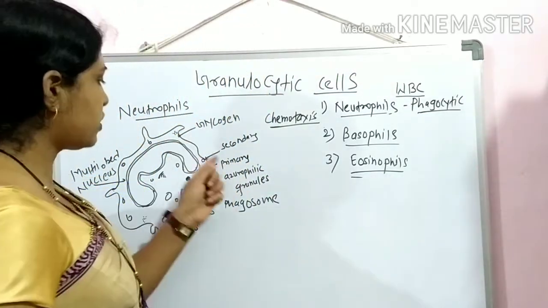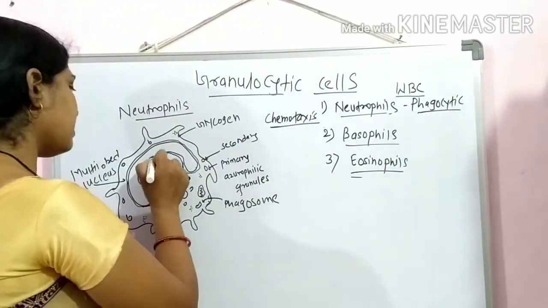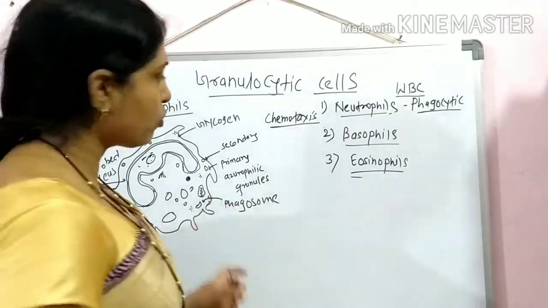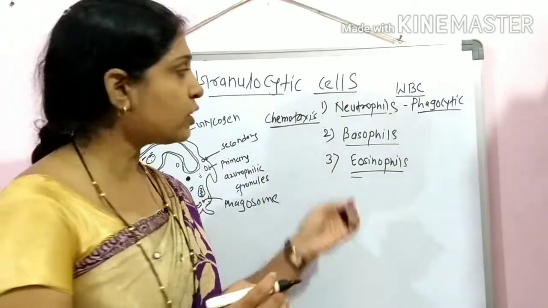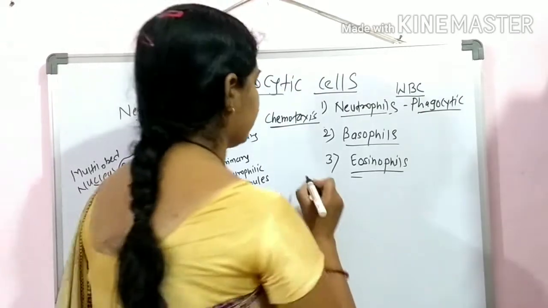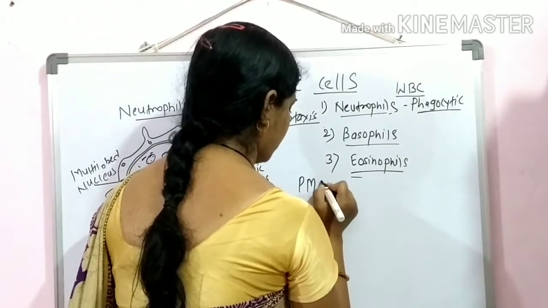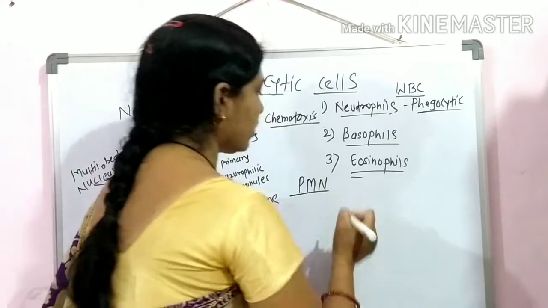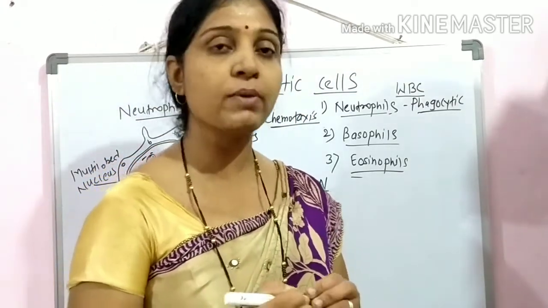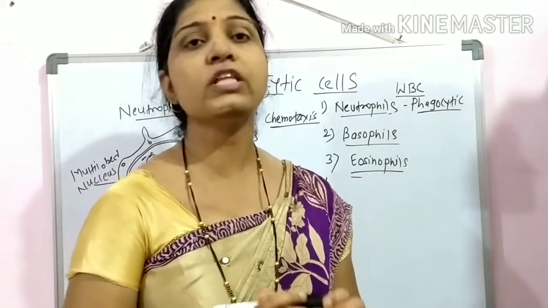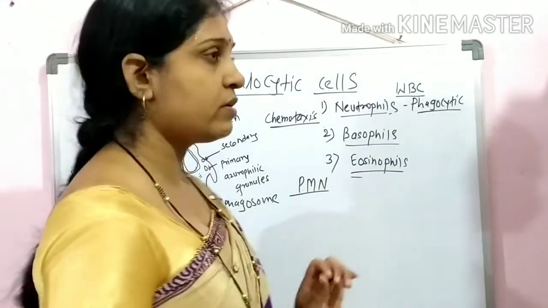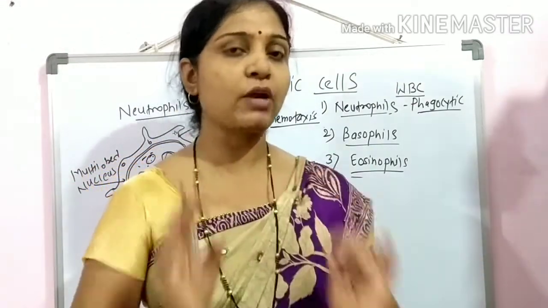Along with the pseudopodia, there is a multi-lobed nucleus present within these cells, and due to this multi-lobed nucleus, these neutrophilic cells are also called polymorphonuclear leukocytes, or PMN, due to the presence of the multi-lobed nucleus. Now there are two types of granules, as the name granulocytic cells suggests.